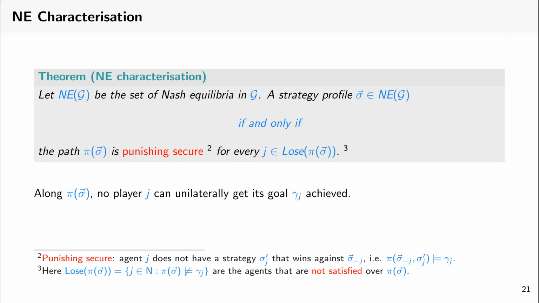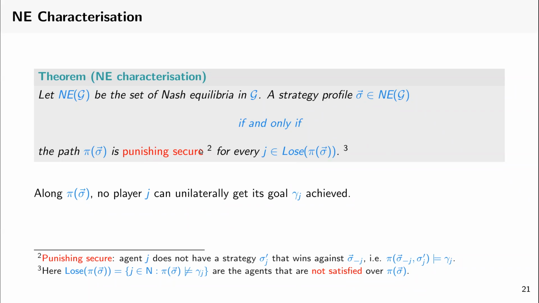Now, how do we characterize Nash equilibrium? We characterize it by using what we call a punishment strategy. This is derived from what is called the Nash-Folk theorem. Essentially, a strategy profile sigma is a Nash equilibrium of G if and only if the path resulting from sigma is punishing secure for every player j in the losing set. So let's unpack this first. What is this lose pi sigma here? It is the set of players whose goals are not satisfied by pi sigma. Right.